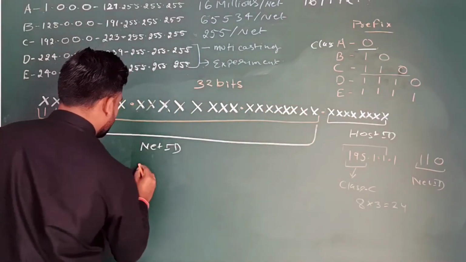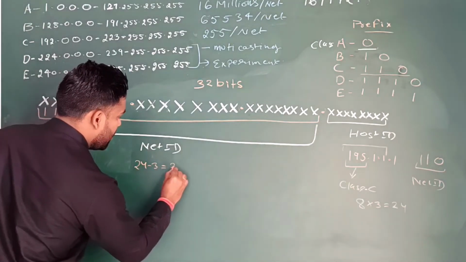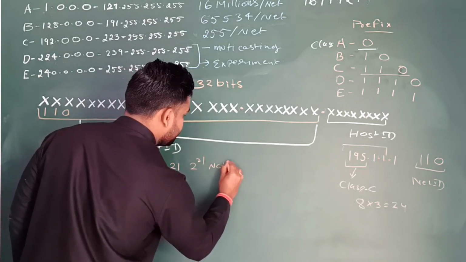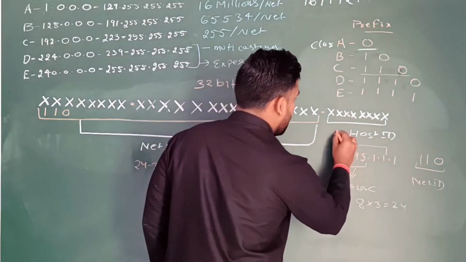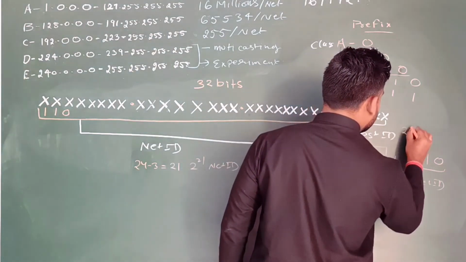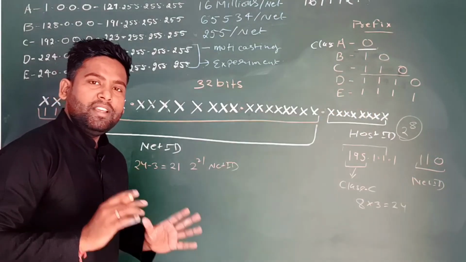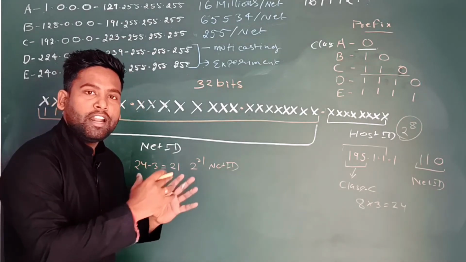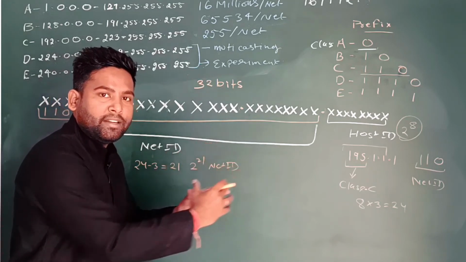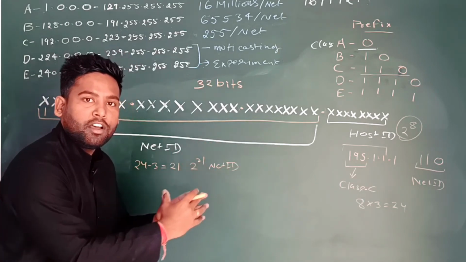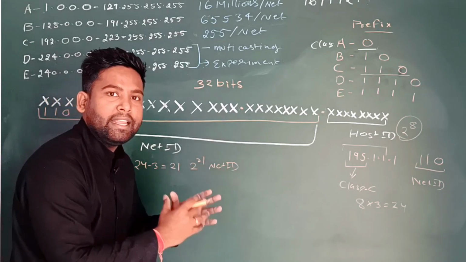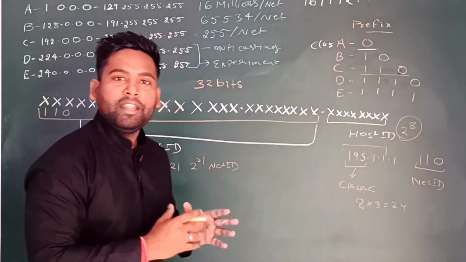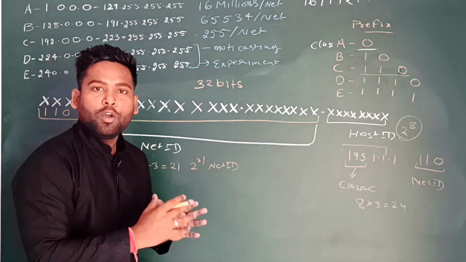So we have 24 minus 3, which becomes 21. So 2 raised to the power 21 network IDs. And how many hosts do we have? We have 2 raised to the power 8 hosts. Now please remember one more important thing: how many parts are reserved for the network ID from the 32 bits, or how many are reserved for the host ID, depends on the class type. It depends on the prefix, how many bits will be taken for the network ID or host ID.